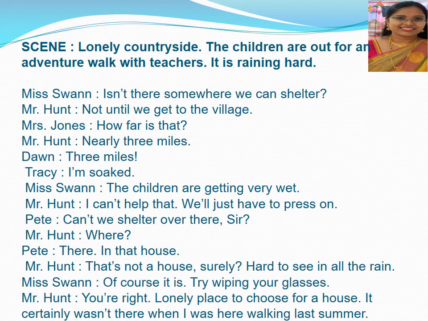Understood? In short, in this paragraph, the children were getting wet in the rain, and they were looking for a shelter, and the village was 3 miles away. They didn't get any kind of shelter. So all of a sudden they saw one house, and Mr. Hunt says that when I came last time during summer, I didn't see any house here, but yes, that's a house. So they got one house in a lonely place.